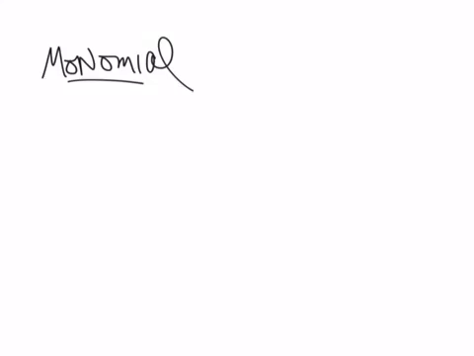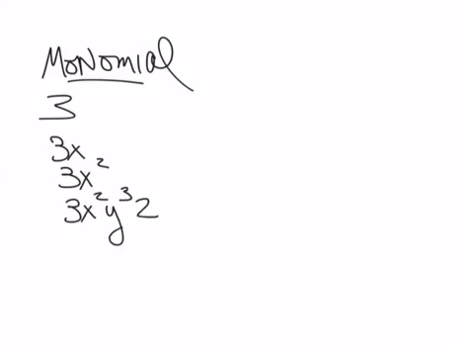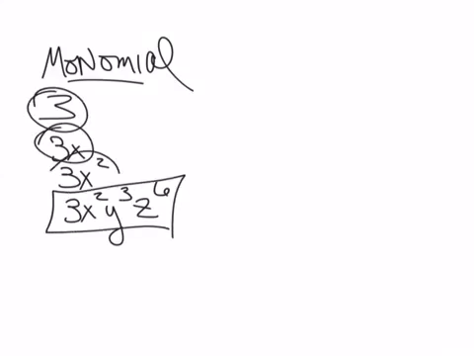Monomial. A monomial is a one-term expression that is either a constant number, so the number 3 is a monomial, or the product of a constant and one or more variables raised to whole number exponents. So basically a monomial could be the number 3. It could be a number with a letter. It could be a number with a letter with an exponent. It could be a number with a letter with an exponent with another letter with another exponent. Okay, that's a monomial. So each of these 4 are monomials.